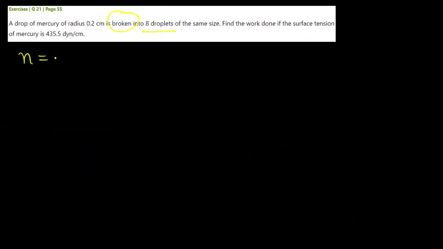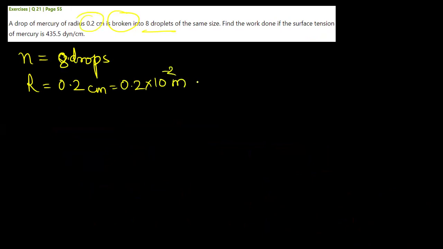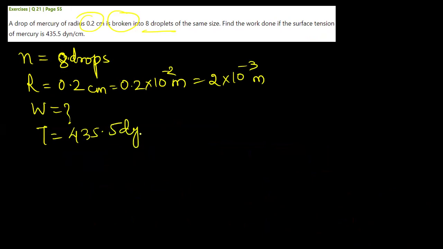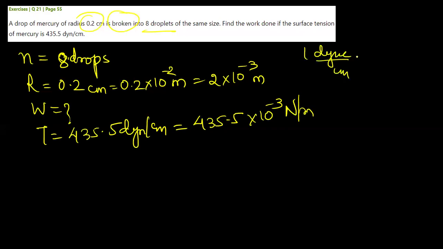So n is given, 8 drops. The radius of the big drop is given 0.2 centimeter. So that is 0.2 into 10 raised to minus 2 meter, that is 2 into 10 raised to minus 3 meter. Find the work done. Again, surface tension is given 435.5 dyne per centimeter. You have to convert dyne per centimeter to Newton per meter, multiply by 10 raised to minus 3. Please remember 1 dyne per centimeter is 10 raised to minus 3 Newton per meter. Just remember this conversion value.